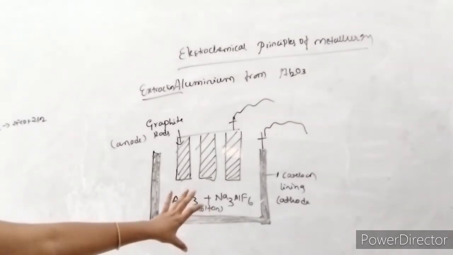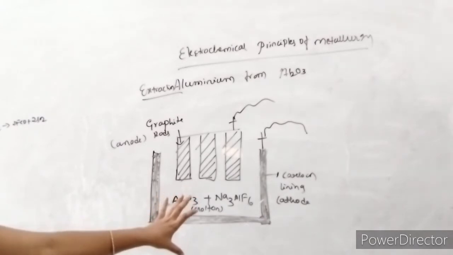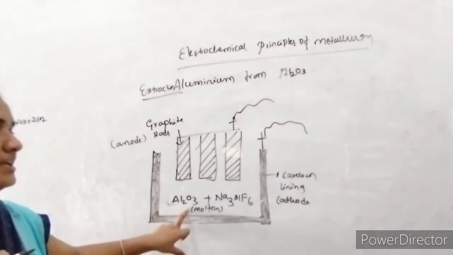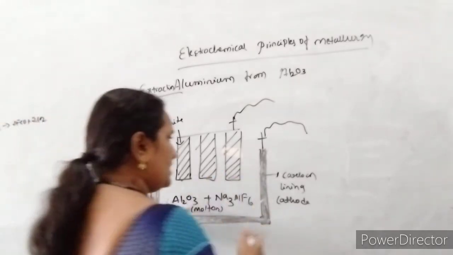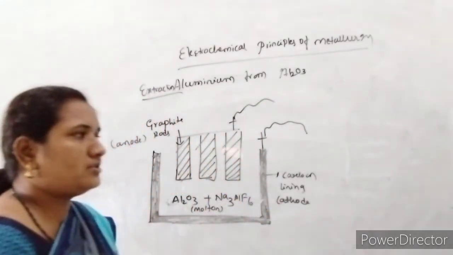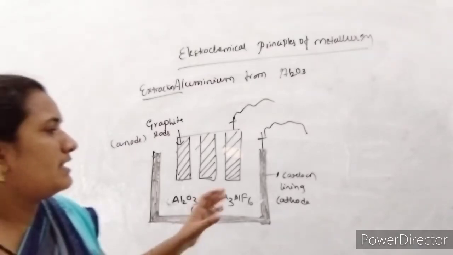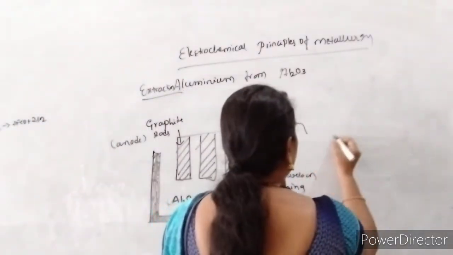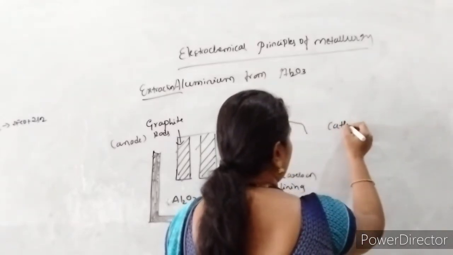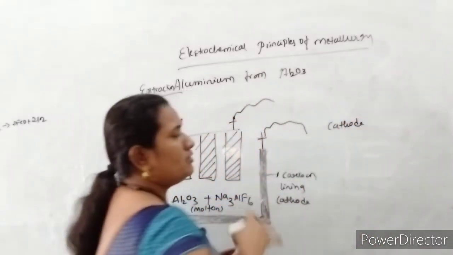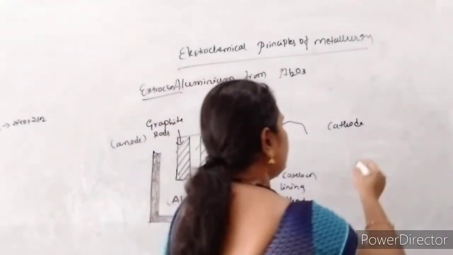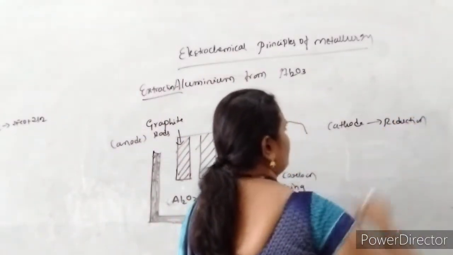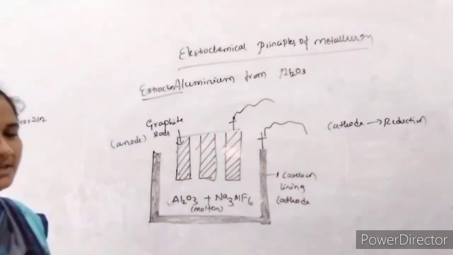As a result of this electrolytic reaction, the Al2O3 which is present in the molten state starts to deposit over the carbon lining cathode. As a result, the cathodic reaction will start. Initially, at the cathode, the reduction will take place, and the electrolysis process will take place.